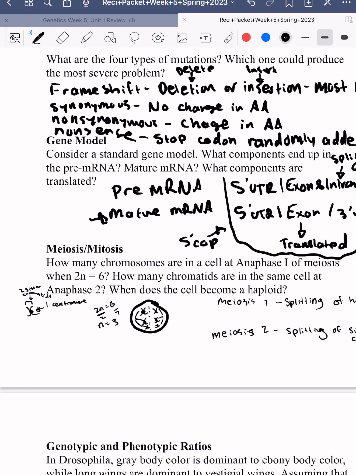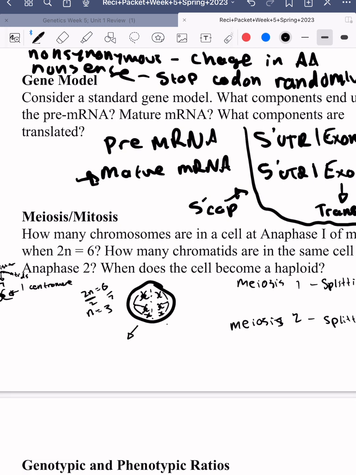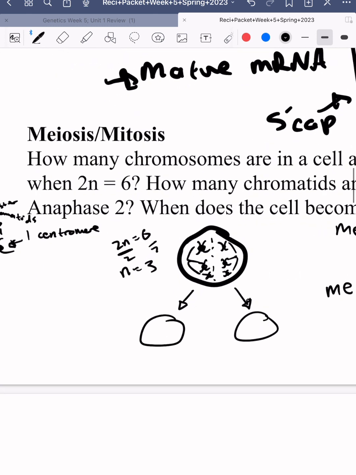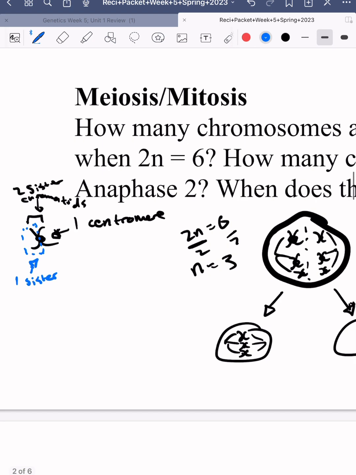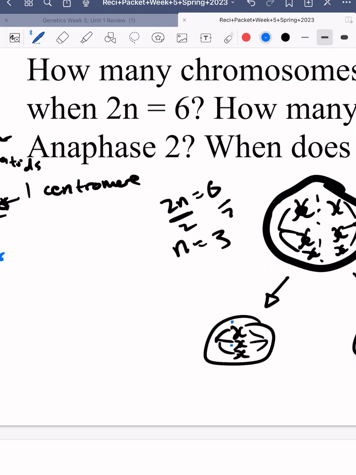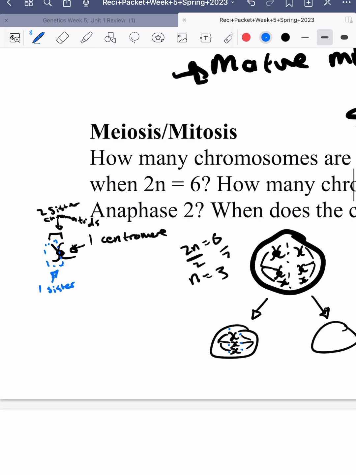How many chromatids are in the same cell at anaphase 2? Remember, meiosis 1 is the splitting of the homologous pairs, and meiosis 2 is the splitting of the sister chromatids. So here we have 2 of these cells. Let's say that they're in anaphase 2. They're about to be split. The sister chromatids are just the replicated portion of the chromosome. This right here is one sister chromatid. This has a total of 2. So we simply just need to count them up. You can see that there's 1, 2, 3, 4, 5, 6. So there's 6 sister chromatids in anaphase 2.